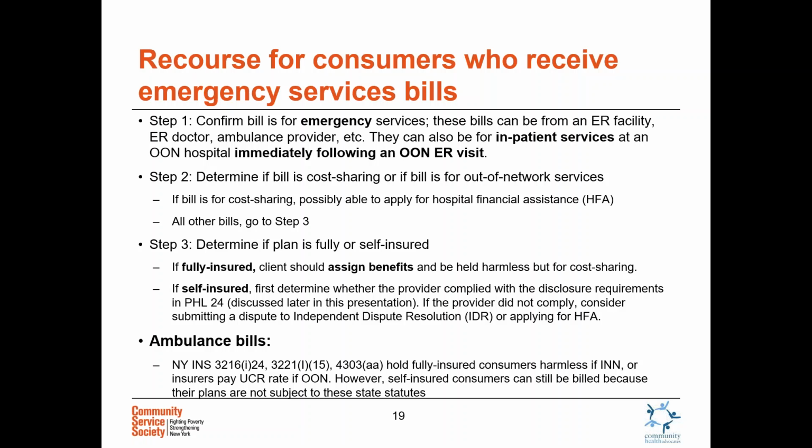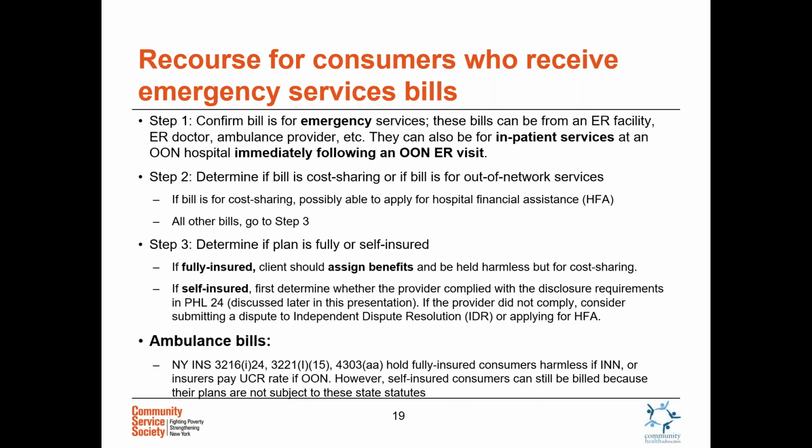In many cases, a hospital will decide to admit a patient from the emergency room, and maybe the emergency room was out of network. Generally there are a lot of protections, as we're going to get into in a little more detail, for out-of-network ER visits, but those can be extended to inpatient services at an out-of-network hospital if the client is under a plan that's fully insured in New York. So just confirm: is it a bill for emergency services, or did the bill immediately follow an out-of-network ER visit and was for inpatient services at the out-of-network hospital?